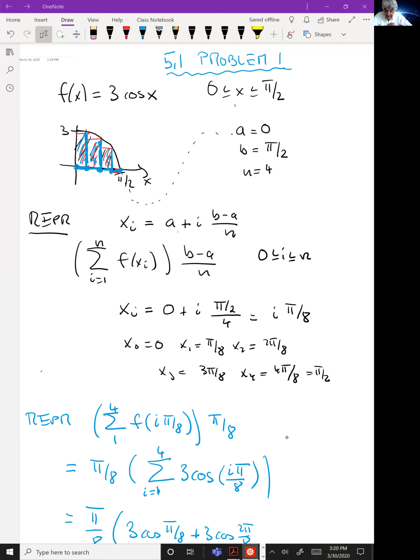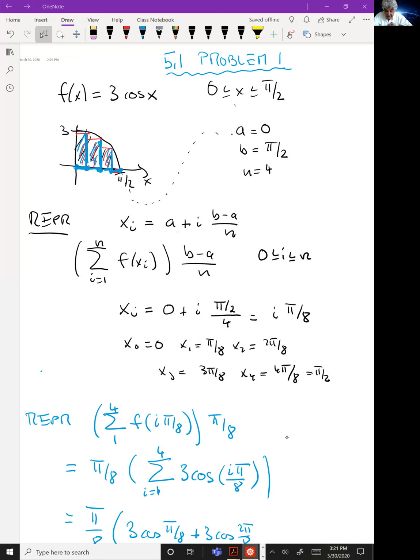Hey everyone, I just got a call from a student asking about section 5.1, problem 1, and I think I would like to share what we did together with you all. Her problem was that the function in WebAssign is f of x equal to 3 cosine x for x between 0 and pi over 2.